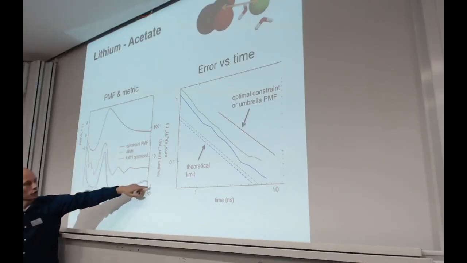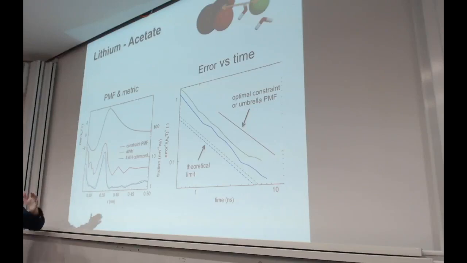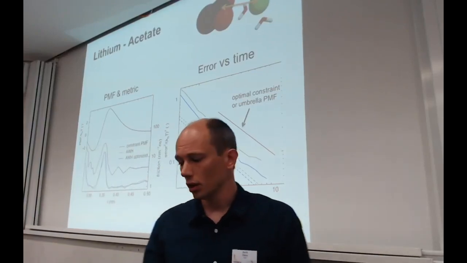So notice this is a log scale, so this is about a factor, what is it, a factor 3-4 or so. Because you let your system free, the friction is much lower. So that's a nice advantage. And then you can see what kind of errors you get if you look at the convergence here.